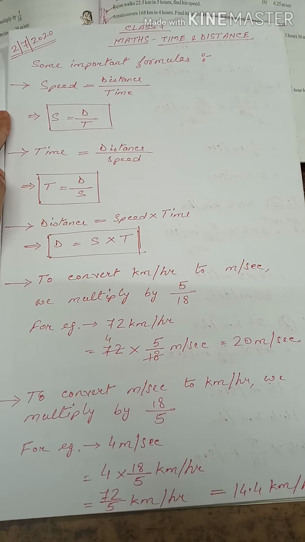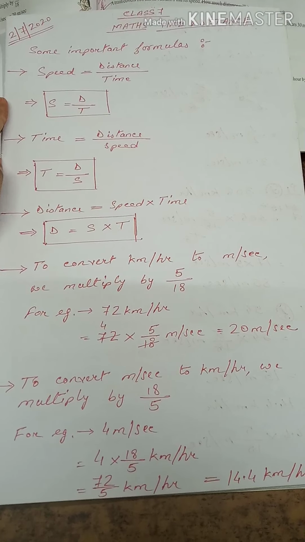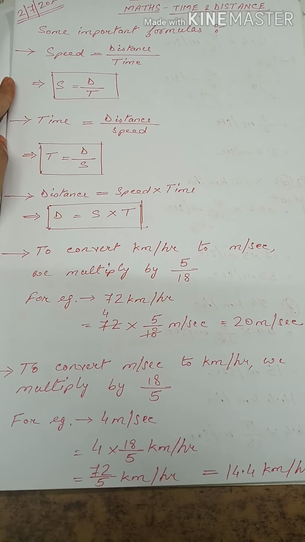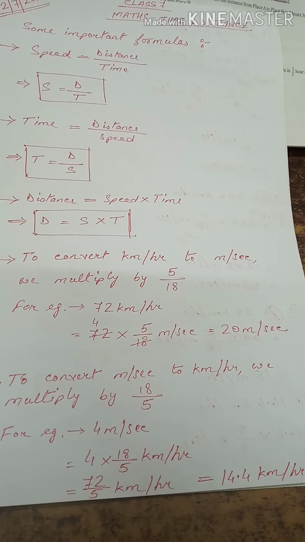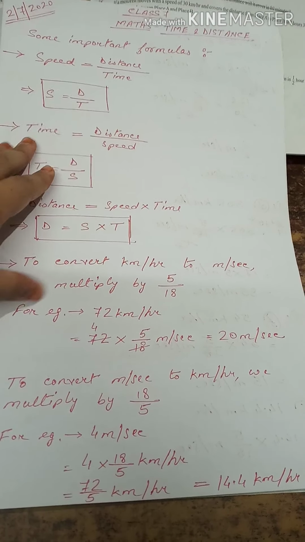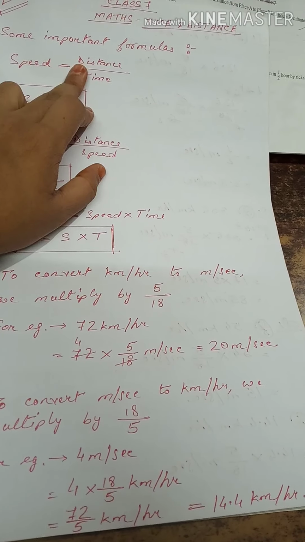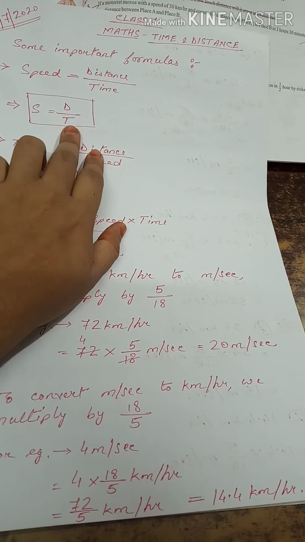So today we'll try to understand another chapter of maths, that is time and distance. Before trying to understand it, let us know some basic formulas related to time and distance. The first formula is speed equals distance by time. Speed means s, d is the distance and t is time.